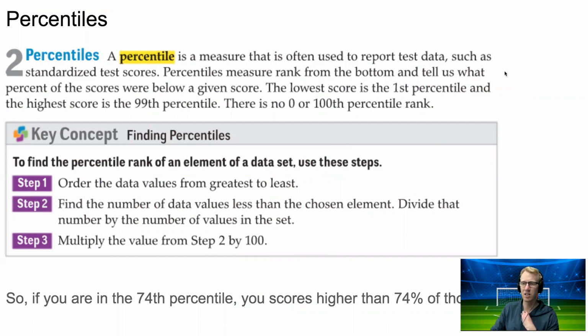Honestly, I actually kind of take issue with this. I don't know why there wouldn't be a 0 percentile. If you scored the very bottom, then there were 0 people below you. But that's my own personal issue aside.